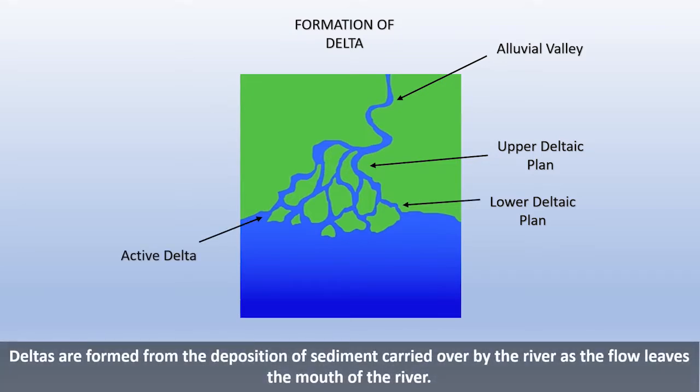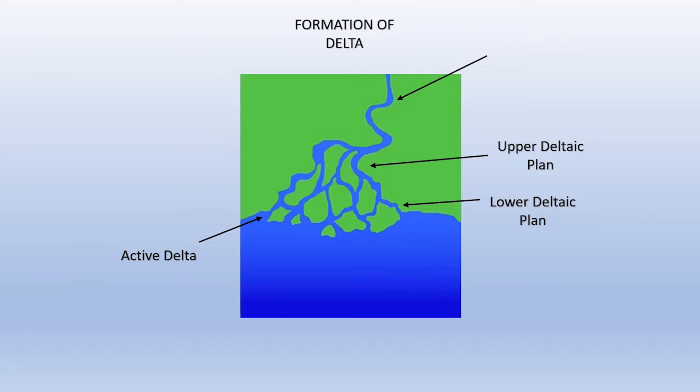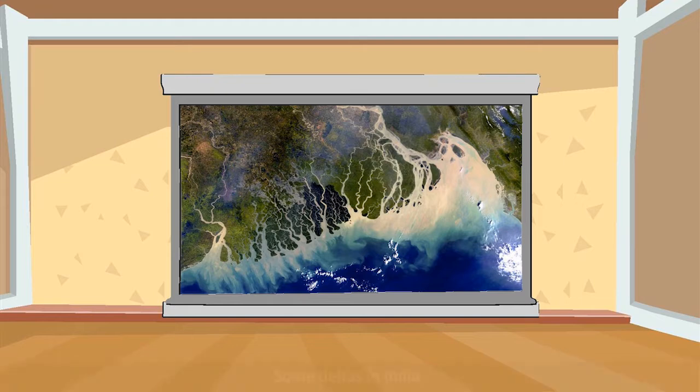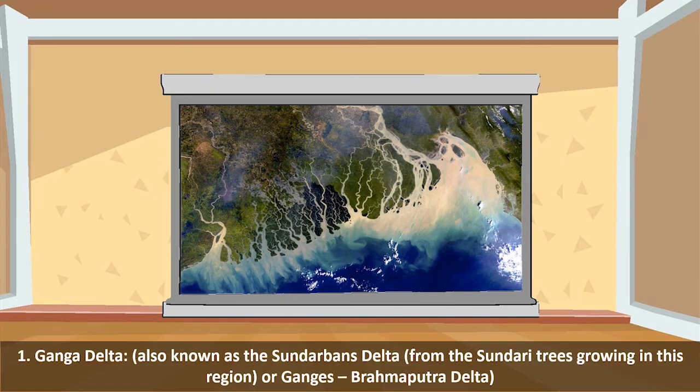Some examples of delta in India are the Ganga Delta. This region has multiple names like the Sundarbans Delta, Ganga-Brahmaputra Delta. It is known as the world's fastest growing delta. It is also the world's largest delta and the most fertile region. It is also known as the Green Delta.